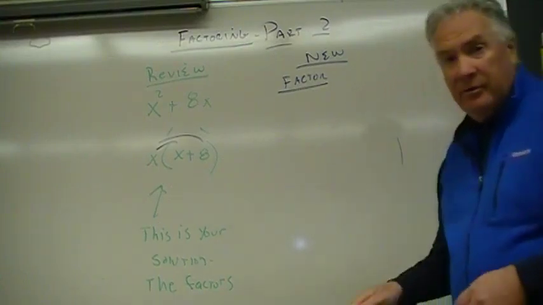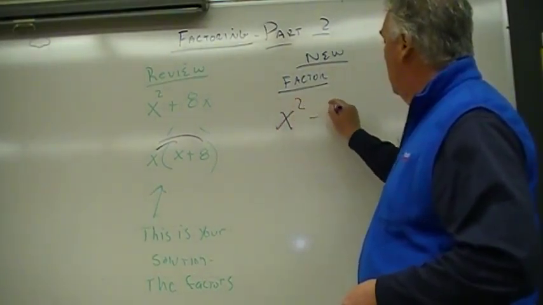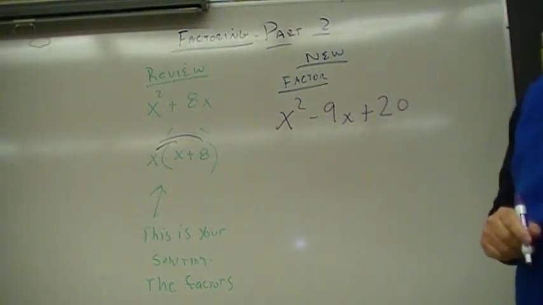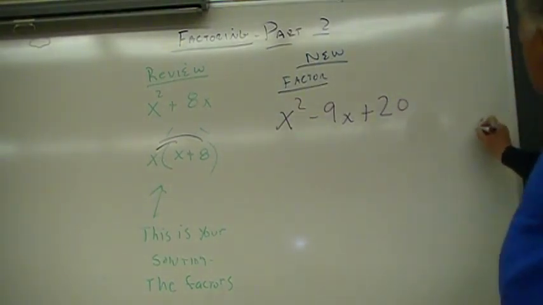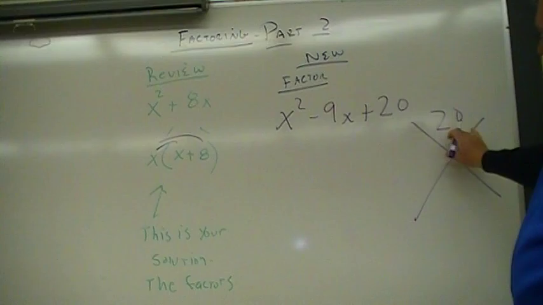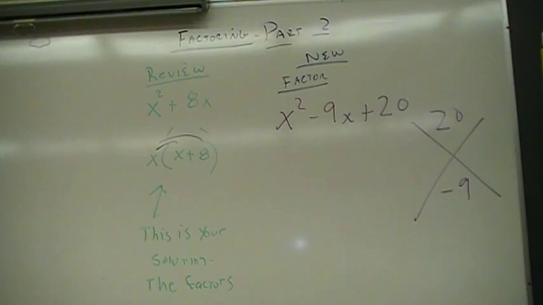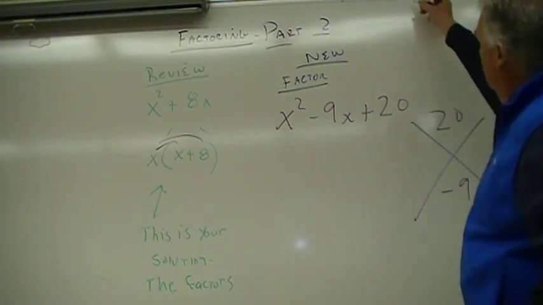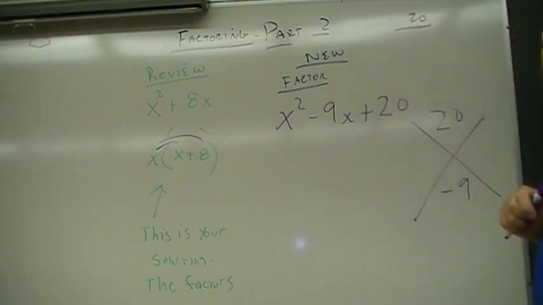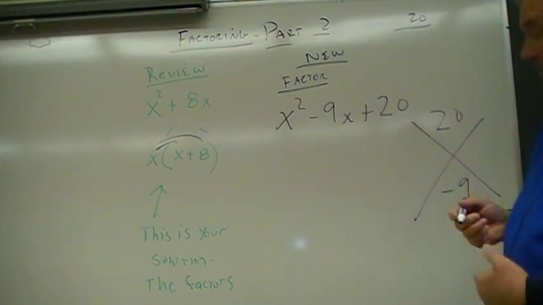And then I'll be done. I'm going to use purple on this one. Okay, x squared minus 9x plus 20. So we put this term, positive 20 here, negative 9 here. What times what is positive 20, but added together is negative 9? So, I'm hoping you can see this. What times what is 20?